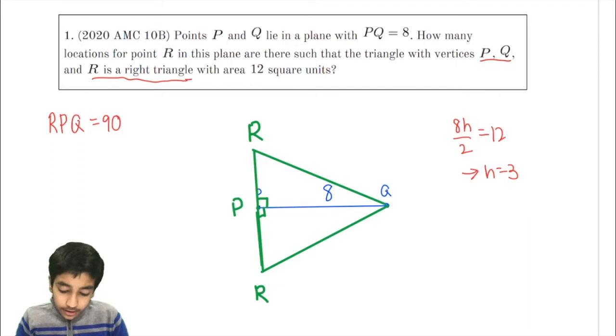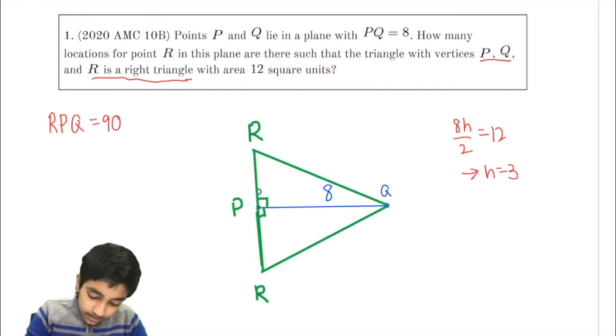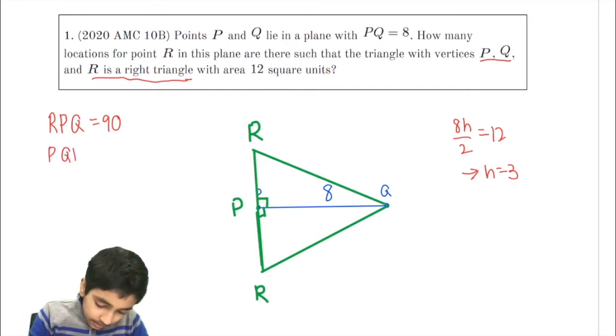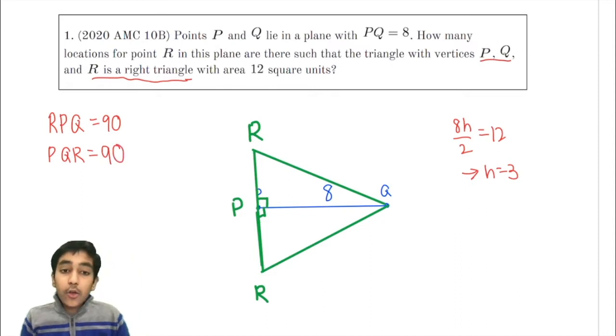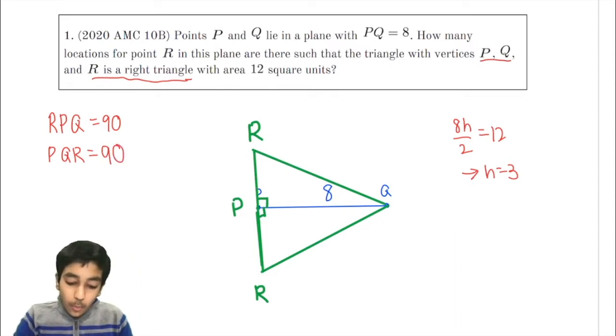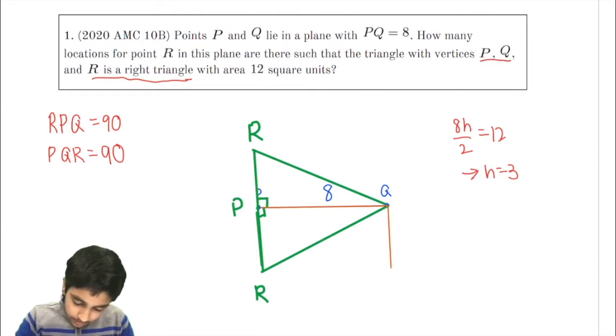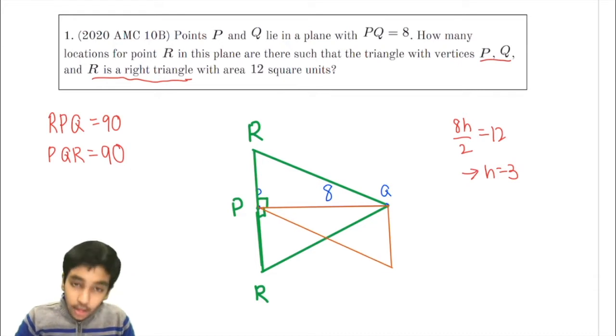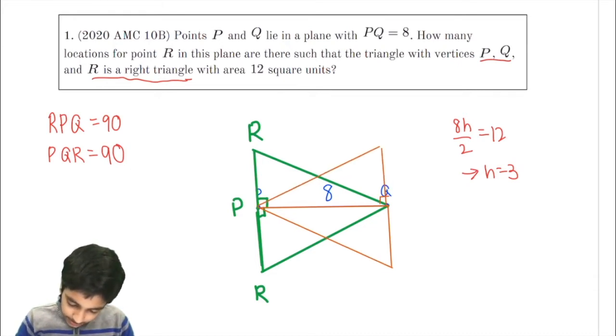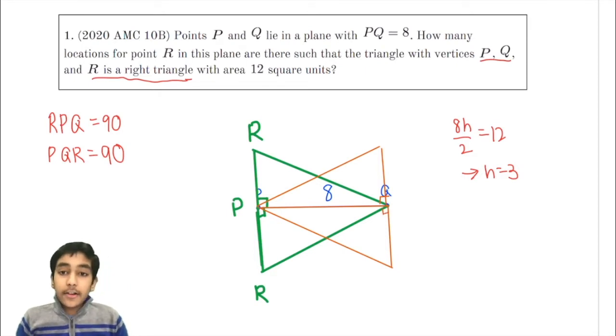Now, there are also other angles that can be 90 degrees. The next case is PQR being 90 degrees. If PQR is 90 degrees, then what are the possibilities? Well, you can have this angle be 90 here, and this angle be 90 here on the other side. So this will be 90, and this will be 90. As you can see, these are two more 90-degree angles and two more triangles added to our count.